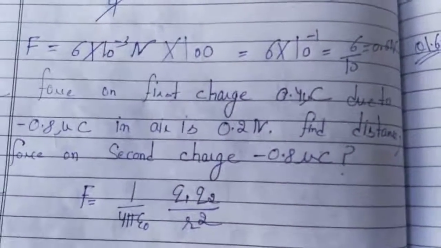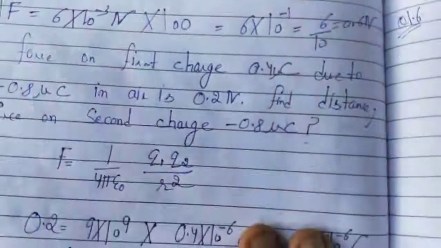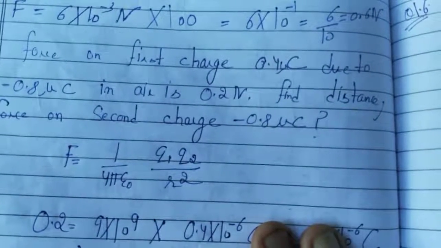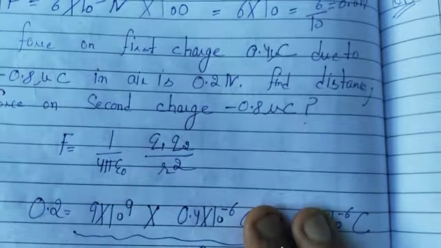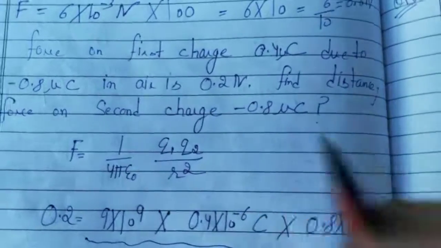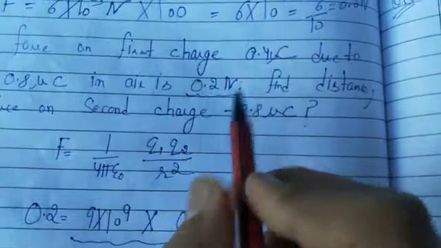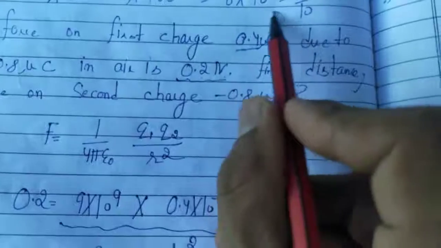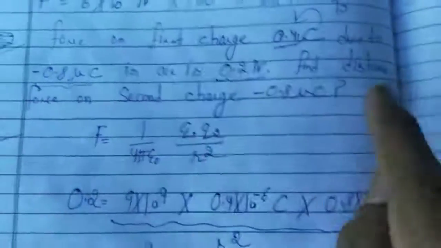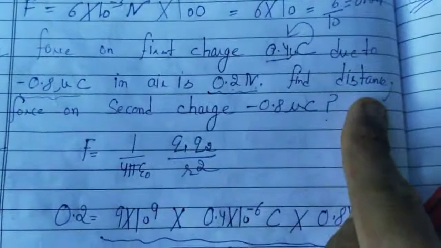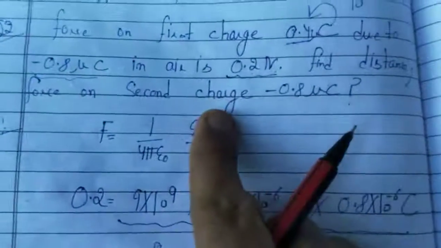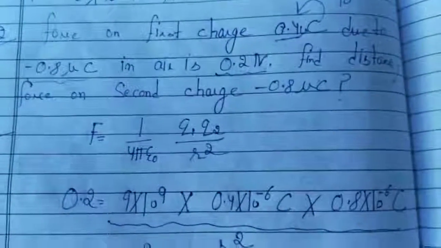Now we are coming to the second numerical. Force on the first charge, 0.4 microcoulomb, due to minus 0.8 microcoulomb in air is 0.2 Newton. What is the value of force? 0.2 Newton, acting on this charge due to this charge. Find the distance between the two charges and find the force on the second charge, that is minus 0.8 microcoulomb.